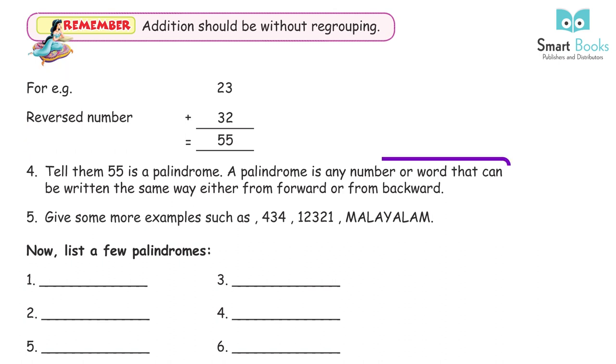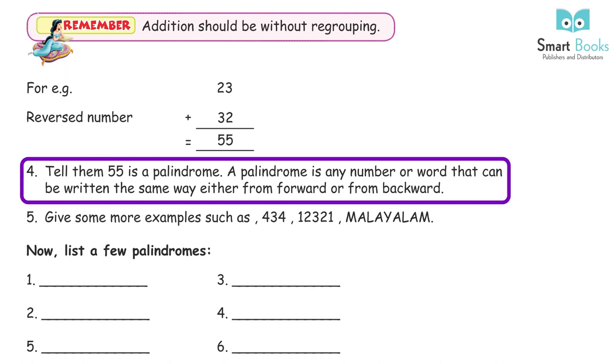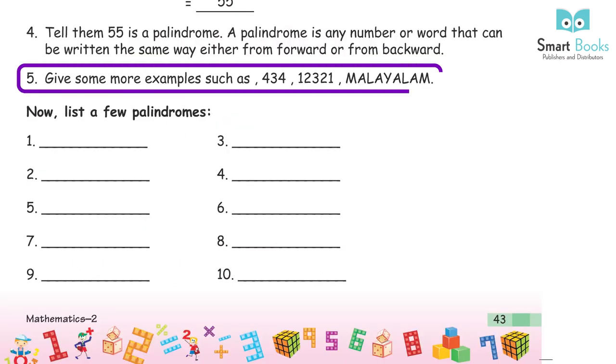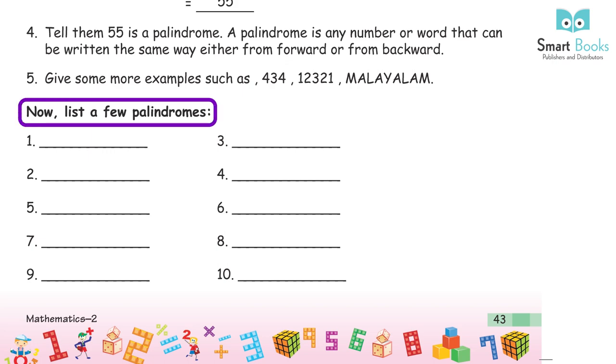Reversed number. 4. Tell them 55 is a palindrome. A palindrome is any number or word that can be written the same way, either forward or backward. 5. Give some more examples, such as 434, 12321, Malayalam. Now, list a few palindromes.